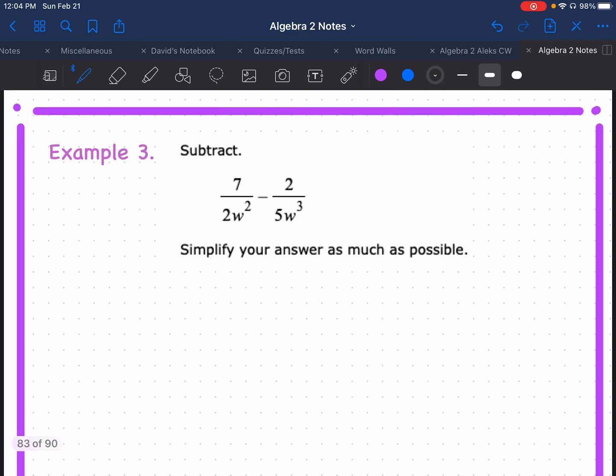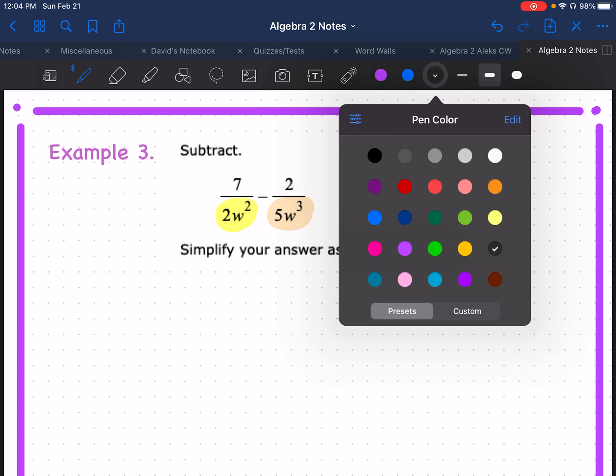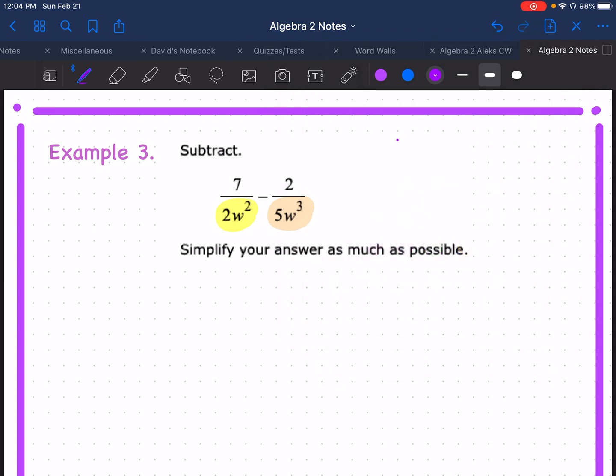All right, let's go ahead and add in some variables. What's going to happen when we start adding more and more variables to our denominators? So here is my first denominator, and here is my second denominator. I'm going to take a look at each one separately.